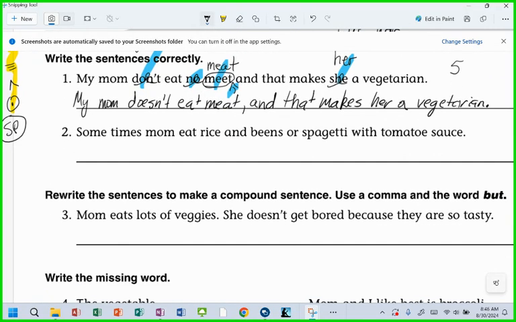It says, sometimes mom eat rice and beans or spaghetti with tomato sauce. Whew, there needs some punctuation in there, right? All right, right here. You had your hand up the whole time. Go ahead. What's our first correction, you think, on this one? Eats. Put an S at the end. Sometimes mom eats rice. Yeah, we're going to add an S there, right? And beans or spaghetti with tomato sauce.